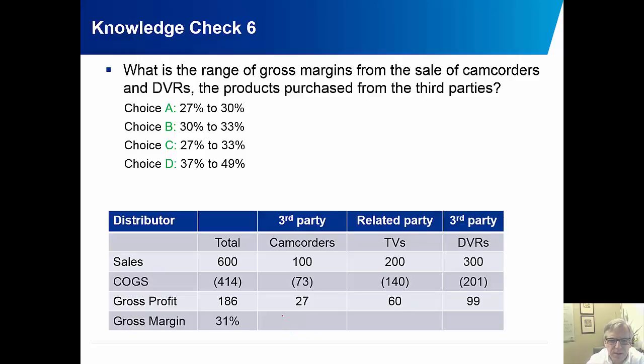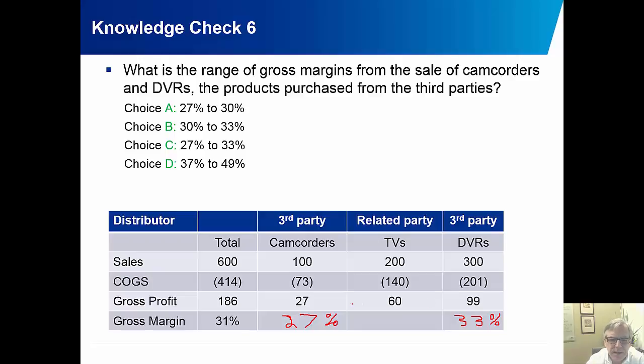So it's pretty clear here that in the camcorder category, the gross margin is going to be the 27 in profit over the sales of 100. So a 27% gross margin. In the case of the DVRs, it's 99 over 300. Again, a fairly simple math. So that's got a gross margin of 33%. So a range from 27 to 33%.